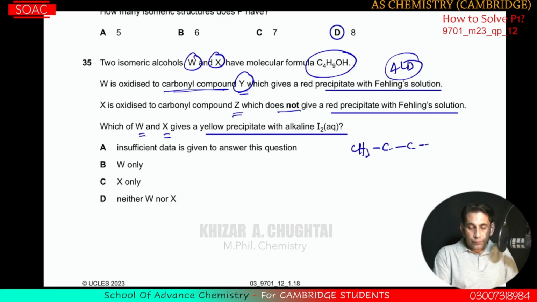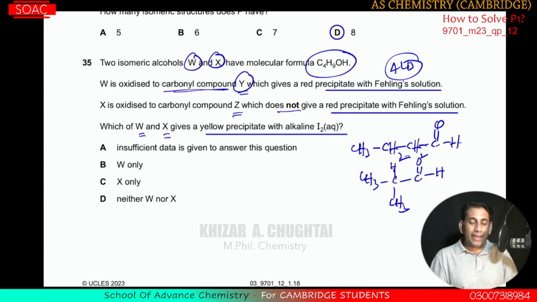CH3, the 4 carbon alcohol that gives an aldehyde: it may be this one, or it may be this one. These are the two aldehydes that can be made from the 4 carbon alcohol by changing the alcoholic group into an aldehyde group. They're the two possible options.